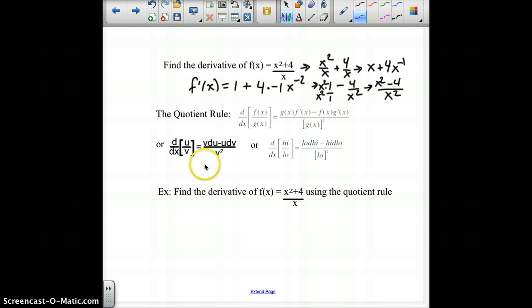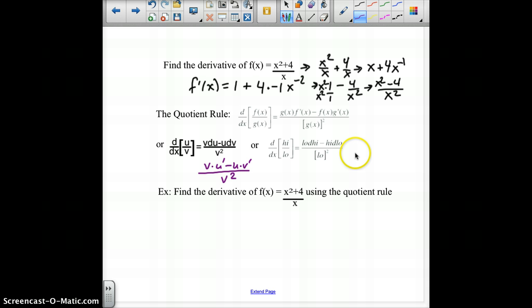Now du is just another way of writing derivative of u. So we could write this v times u prime minus u times v prime all over the original function v squared. But v du minus u dv all over v squared kind of flows off your tongue a little bit easier. If you want to think about the upper function and the lower function, low d high minus high d low all over low squared kind of is something that has helped kids in the past.